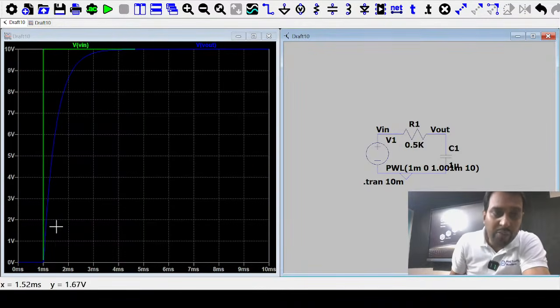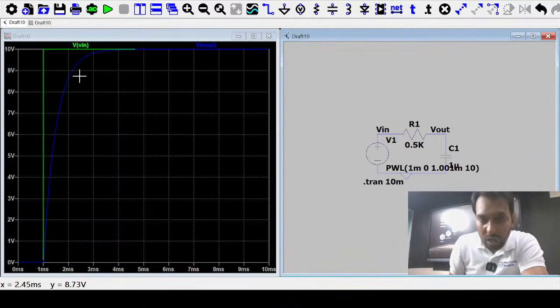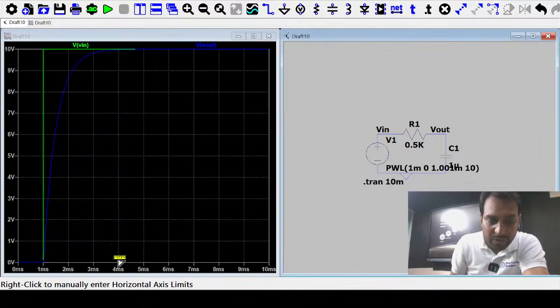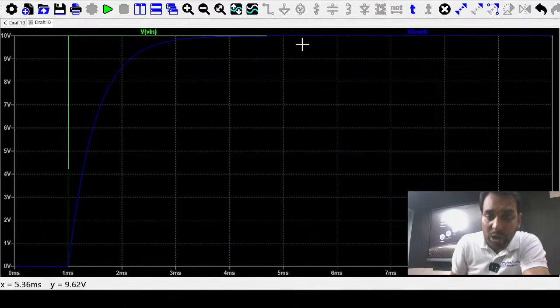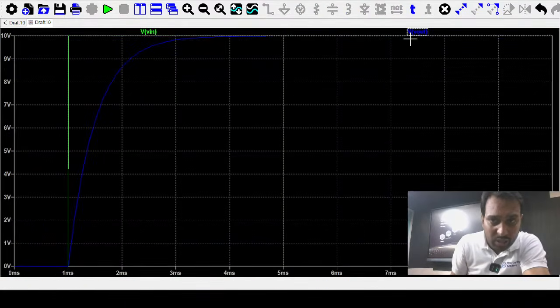So nearly 1.5 millisecond it reaches 6.3, and 5 tau means 2.5 millisecond. At 2.5 millisecond it is nearly about 9 point something value. After 1 millisecond, 2.5 becomes nearly 3.5. It will be nearly about 9.9 value. You can check it also there.